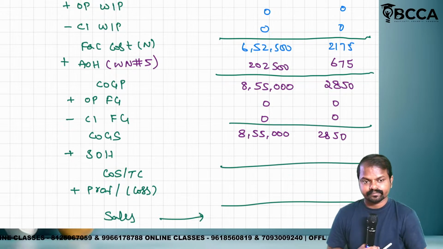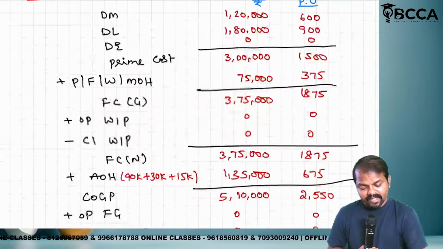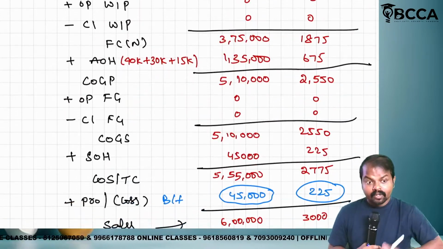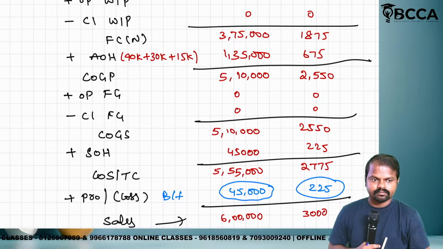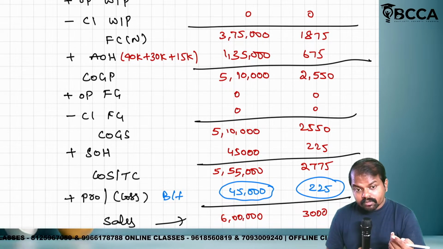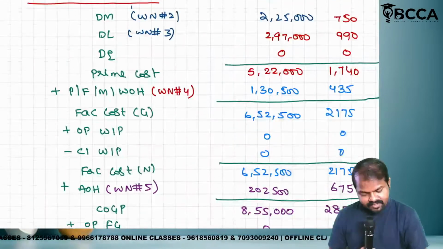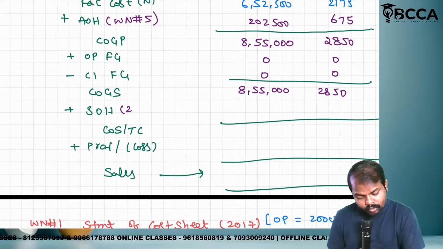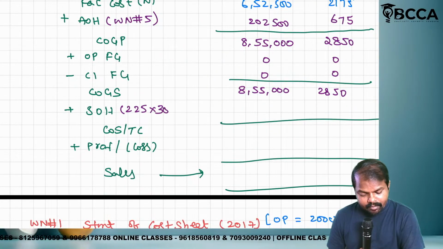SOH. What is the SOH in 2017? 225. Correct? 225 into 300 units.